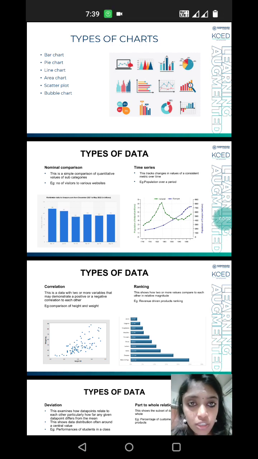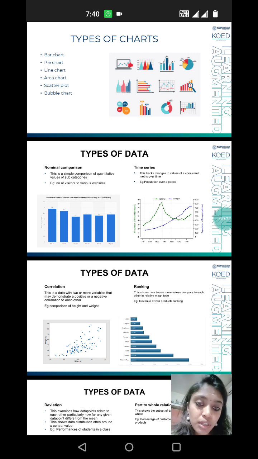Hello all. The topic we are going to see about today is types of charts. There are many types of charts available for data visualization, of which I'm going to explain a few today. Those types of charts are bar chart, pie chart, line chart, area chart, scatter plot, and bubble chart.